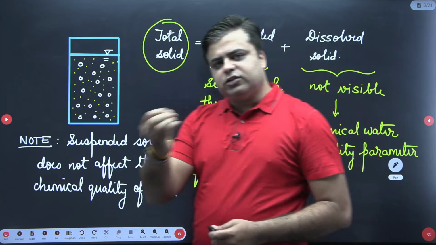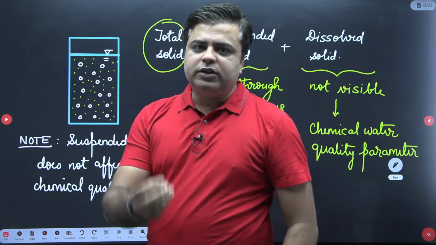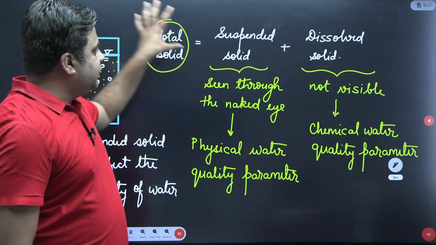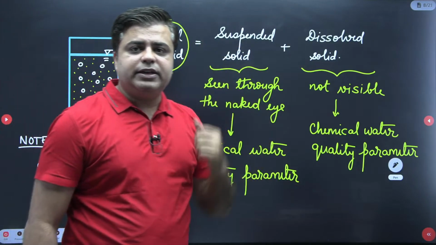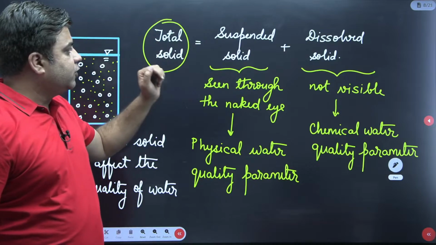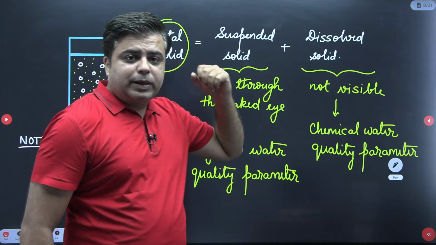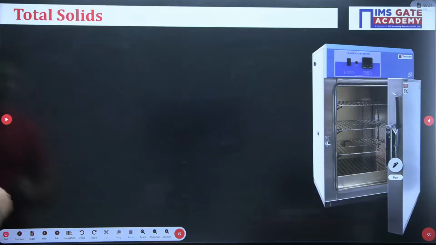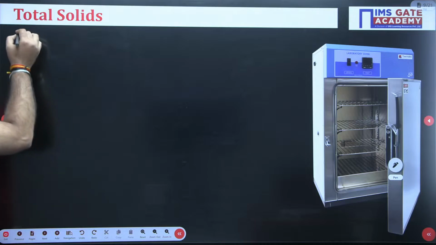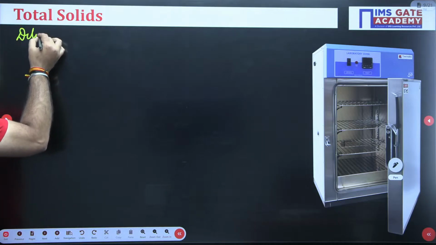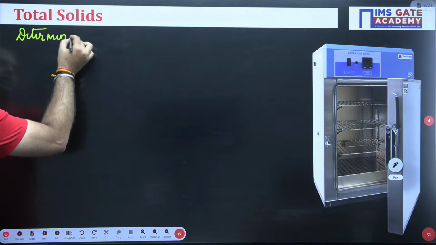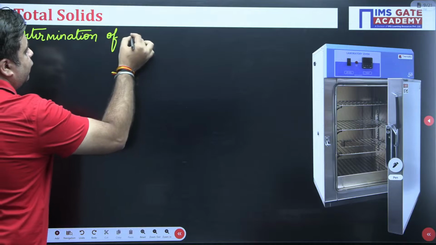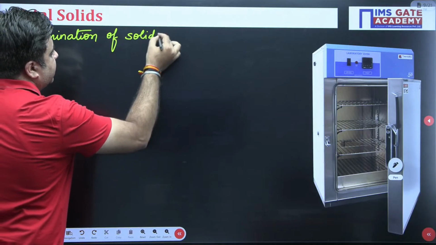Simple. Suspended solid, physical water quality parameter. Dissolved solids, chemical water quality parameter. Now coming to how to determine these types of solids. Usually in the examination, the question will be: what is the concentration of total solid, suspended solid, or dissolved solid? So the next topic of discussion is determination of solids.